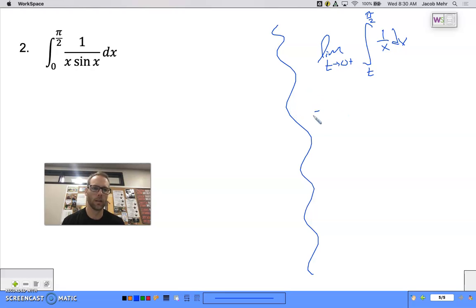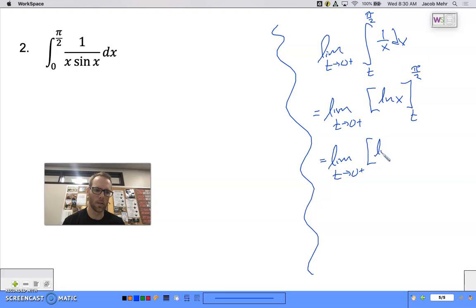So, how do we do this? Well, this is going to be the limit as t goes to 0 from the right. What's the antiderivative of 1 over x? Well, it's the natural log of the absolute value of x. Now, I don't need the absolute value of x because we're only looking at x's to the right of 0. So I'm just going to go like that. We're going to go from t to pi over 2. So now let's substitute in our pi over 2. So it's the natural log of pi over 2 minus the natural log of t.